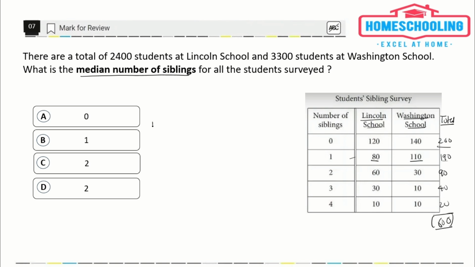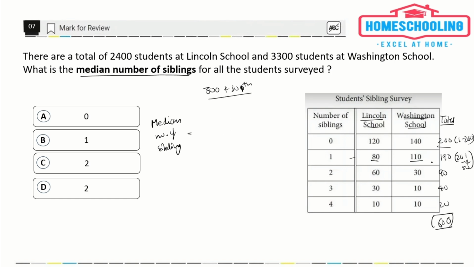Now we have to find the median number of siblings. As we know, the total number of students is 600. So what is going to be the median? That is going to be somewhere near the 300th and 301st student. As we can see, the first 260 students, 1 to 260, have 0 siblings. The next 261st to 450th student has 1 sibling, and we have to find the median. Median is the 300th and 301st student. That will come in this range.